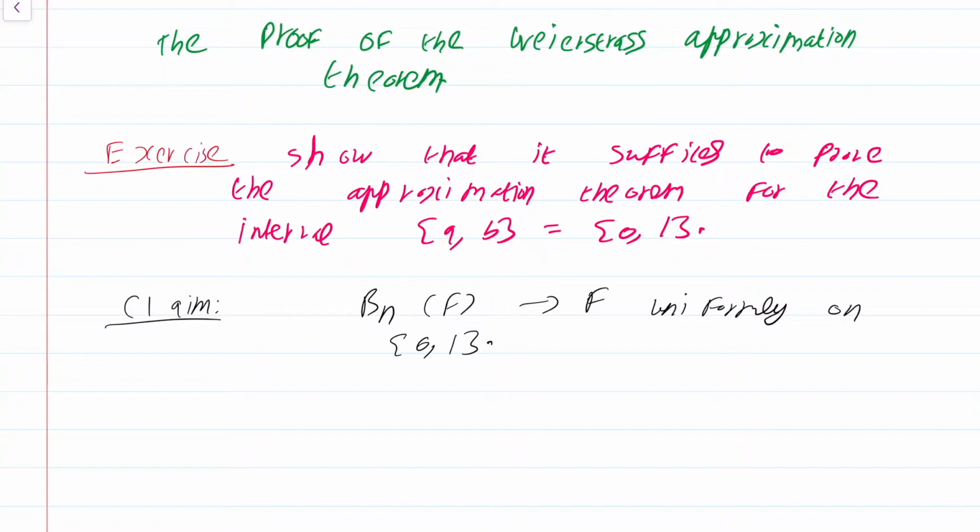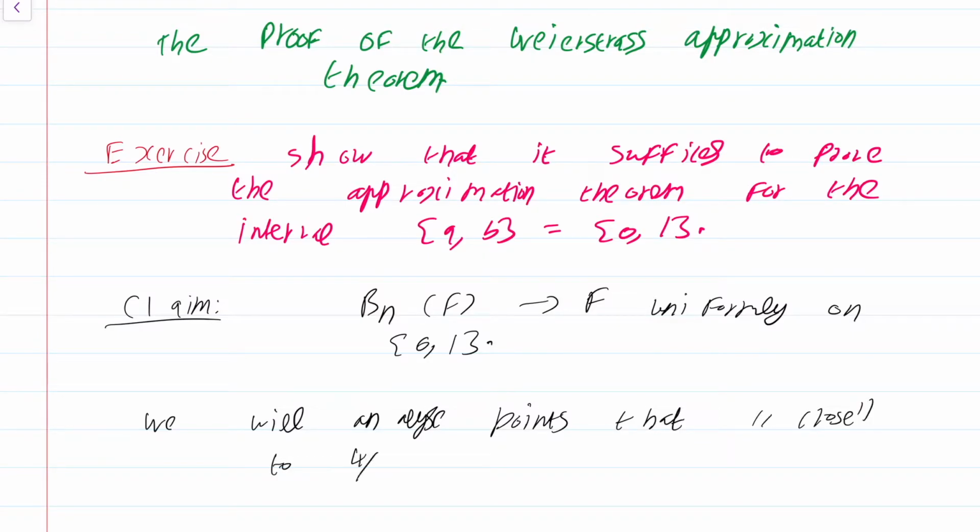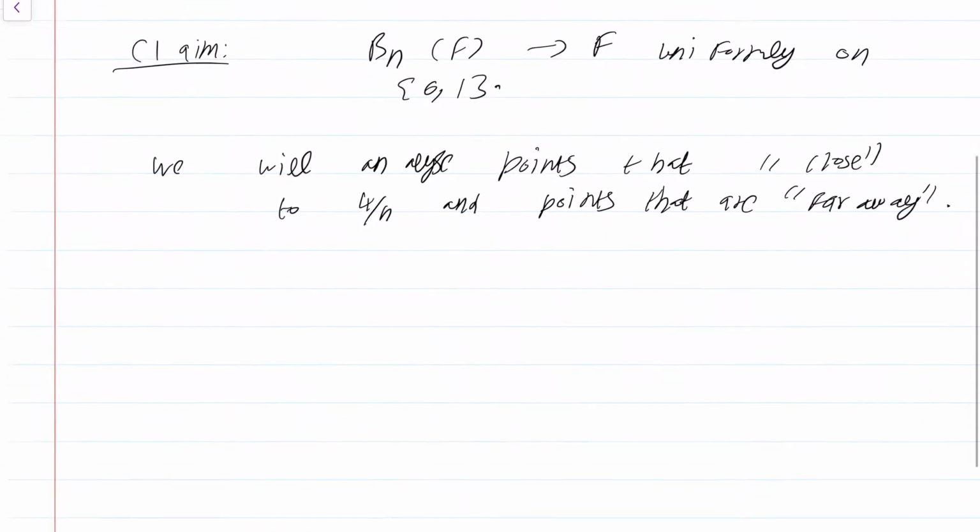Now to do this, as I had mentioned before, we are going to analyze points in two separate sets of points. We will analyze points that are close to k by n, and points that are far away. That's a somewhat vague remark, but that's what we are going to do. So let's begin the proof.